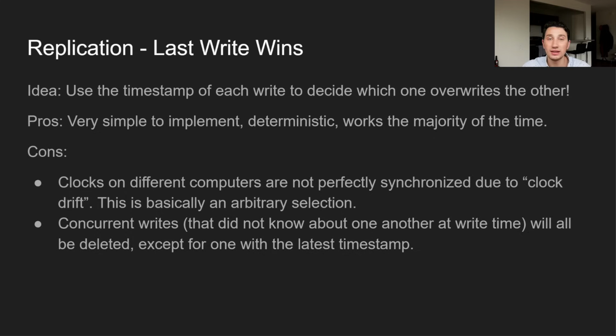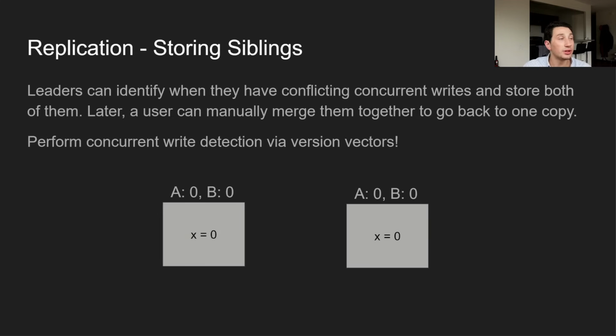So what are some other ways that we can deal with this? Number two is going to be storing siblings. Now, please, again, if you don't fully understand this example, no worries. I talk about it a lot more on this channel. That's why I'm making this video, so that you can go watch my other videos. Basically, the gist is, two writes are concurrent when they don't know about one another and they go to different leaders.